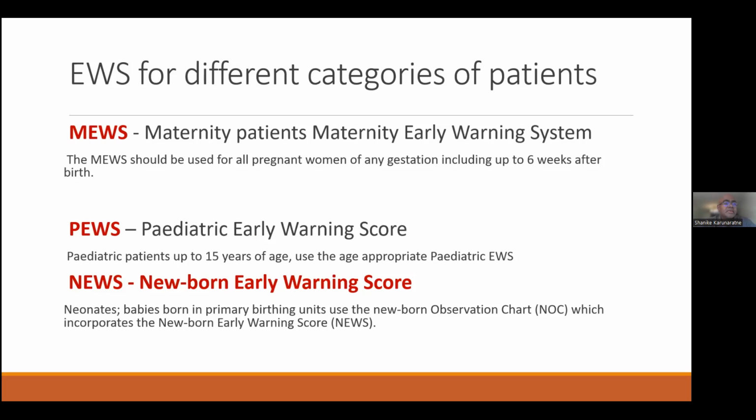There are different early warning scores for maternal patients, pediatric patients, and newborns. I'm not going to elaborate on that, but remember that there are different scales. For example, if a pregnant mother comes, these early warning scores are different, up to 6 weeks after the postpartum period. So it's nice to know that there are different scoring systems for these subpopulations.